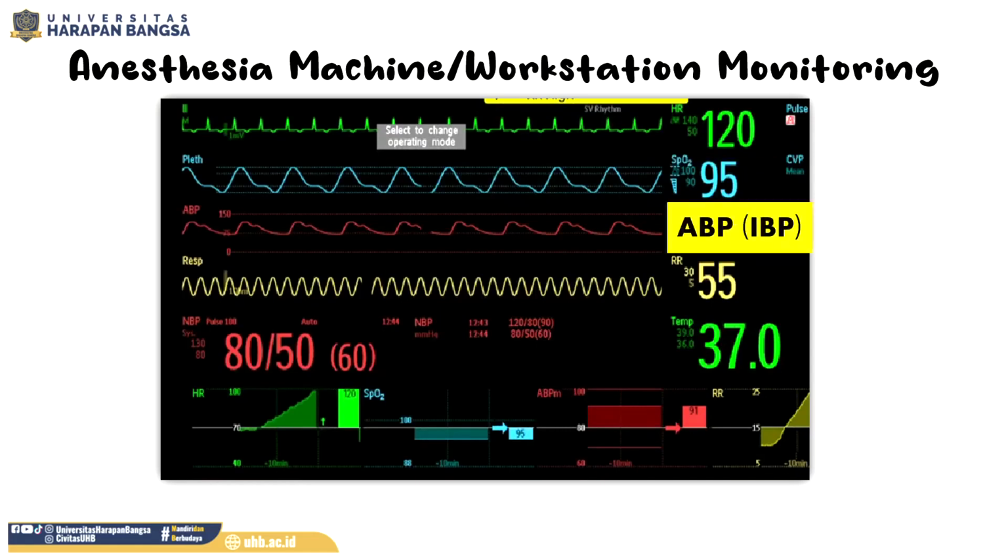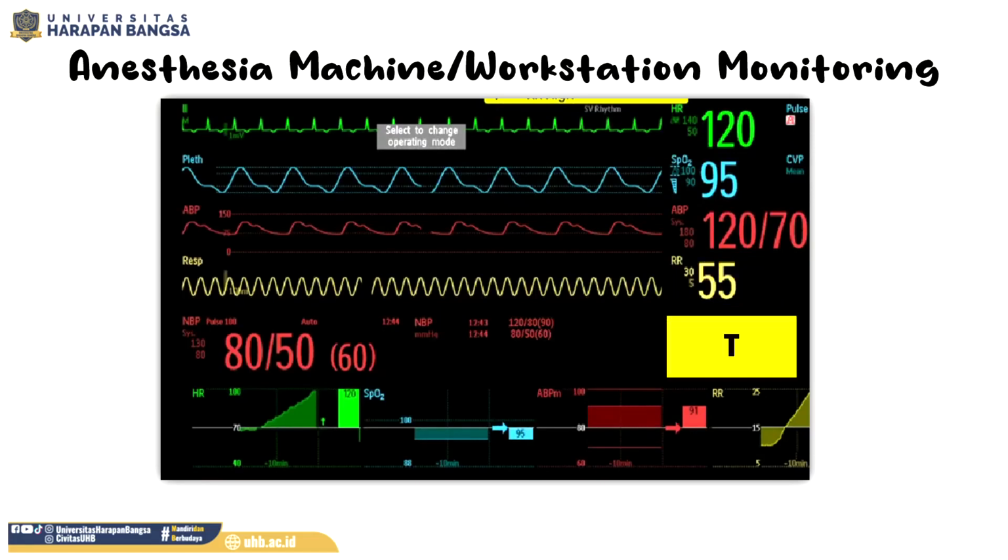This is arterial blood pressure or invasive blood pressure. His ABP is 120 over 70 millimeters of mercury. And the next is respiratory rate. His respiratory rate is 55 breaths per minute. And this is temperature. His temperature is 37 degrees Celsius.